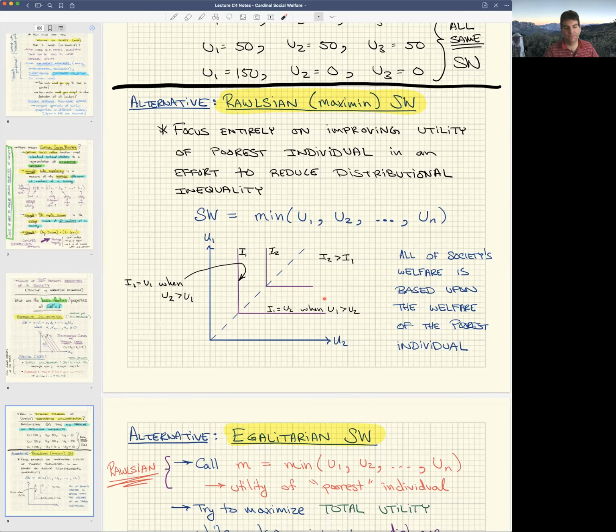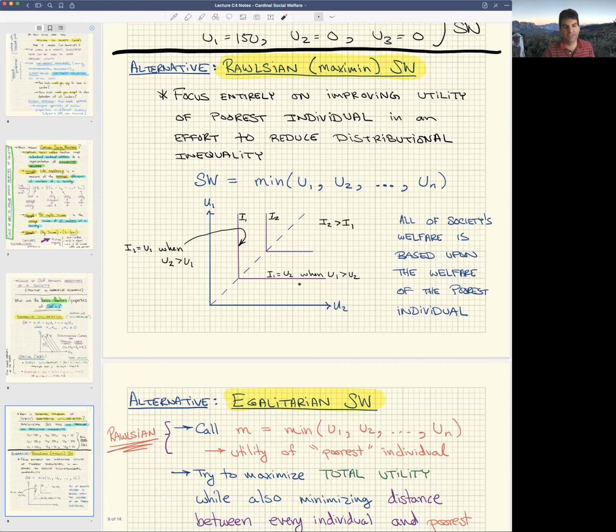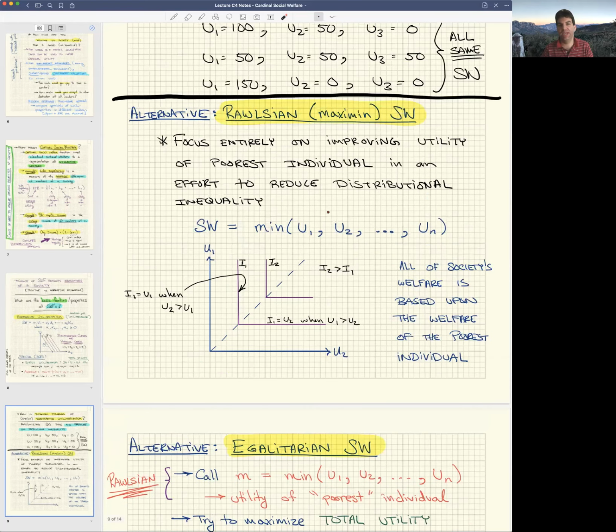That's what I'm trying to write here: U1 is equal to U2 when U1 is greater than U2. I probably should have written this over here to make that a little less confusing. But when these horizontal and vertical lines come together, you get these nice right angles. All right, so that is another way.